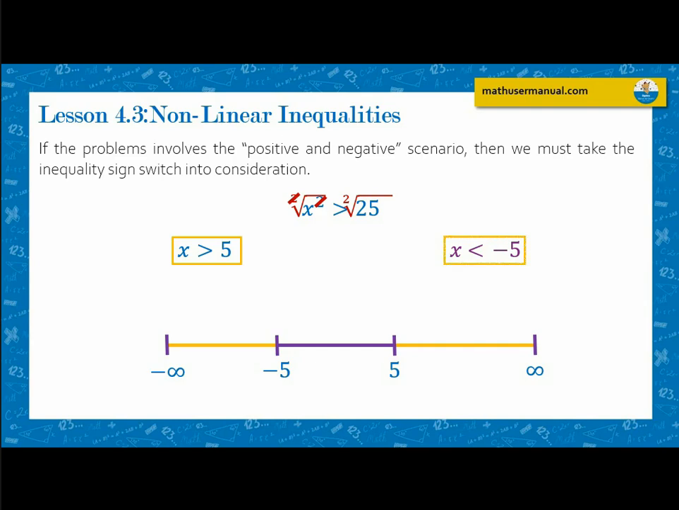So these two are possible sets of solutions: x being greater than 5, any number greater than 5, and x being smaller than negative 5, any number smaller than negative 5.